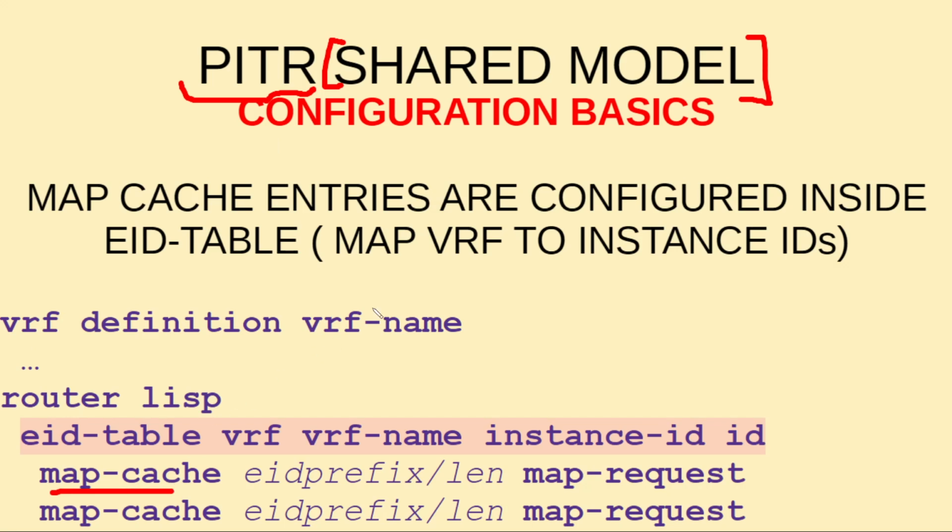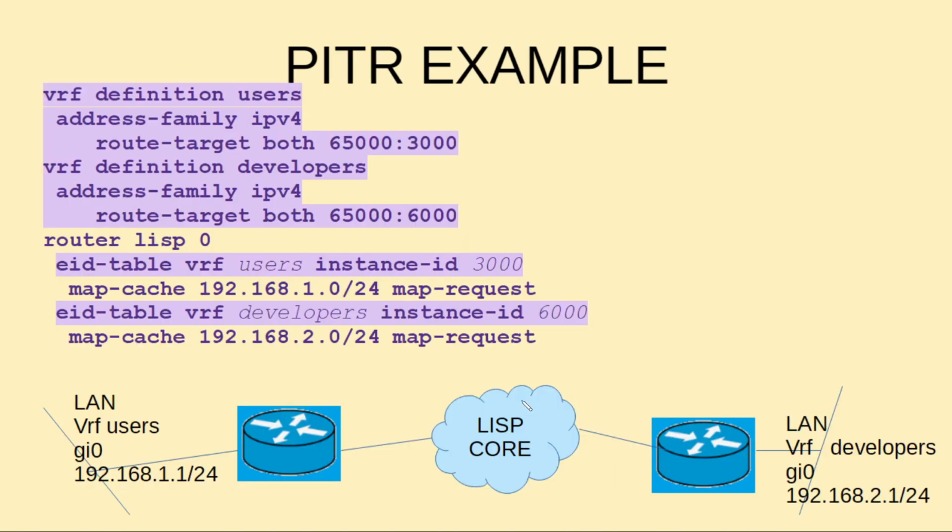So in this case, when doing virtualization, we are going to use the command EID table again. This is the command that does the trick. This command relates a particular VRF name with a particular instance ID number. Remember that LISP uses instance ID numbers to identify VRFs. And then within each of these mappings, we are going to enlist the EIDs that belong to each of these VRFs or instance IDs. Let's illustrate this with an example.